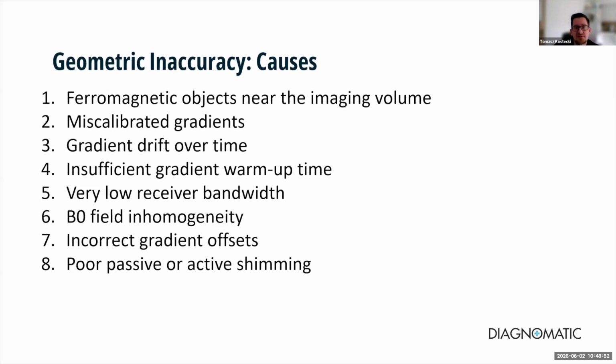If geometric accuracy is outside the action limit, not every cause needs service immediately. First, we can check the simple things. Make sure there are no ferromagnetic objects near the imaging volume. Confirm that the scanner had enough warm-up time. Check that the receiver bandwidth is not unusually low. And of course, verify phantom and slice positioning.